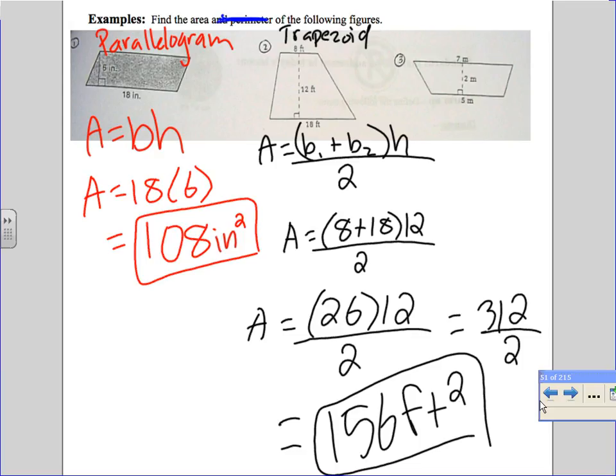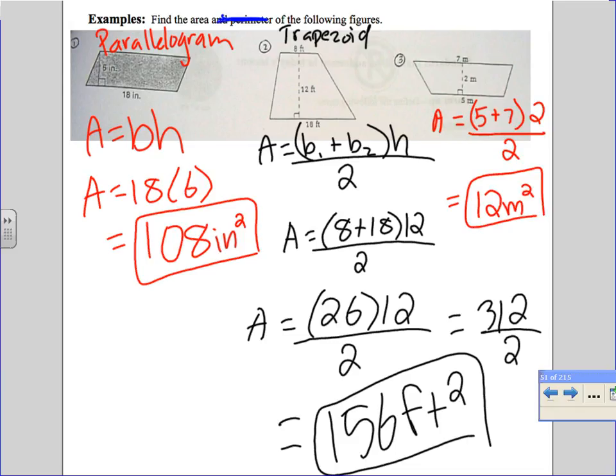All right, number 3, I'm going to try to squeeze it in here. We have area equals 5 plus 7, base 1 plus base 2, times the height, which is 2, divided by 2. After you add, multiply by 2, and then divide by 2, you end up getting 12 meters squared for the area. Any questions on how to get that?